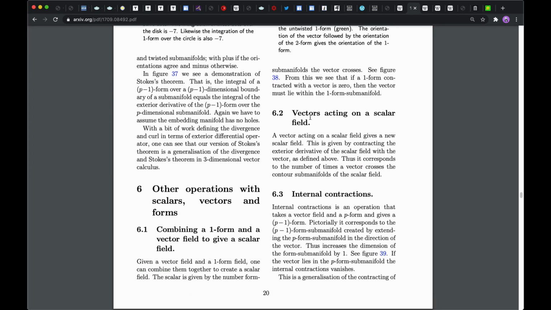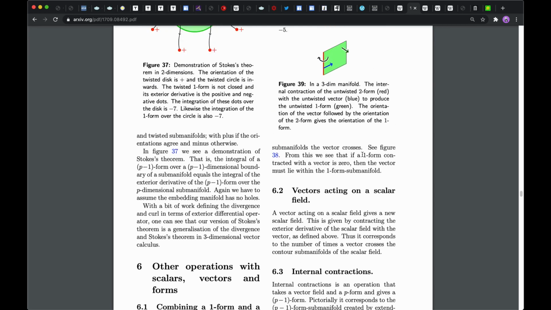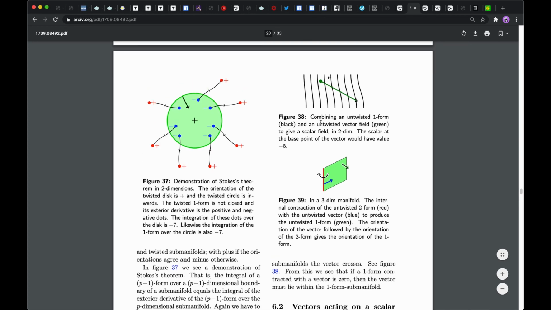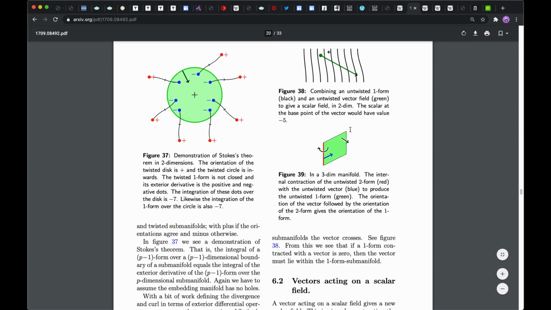Also we can have vectors acting on a scalar field, and a vector acting on a scalar field gives us a new scalar field. This is given by contracting the exterior derivative of the scalar field with the vector. So basically we take the exterior derivative of a scalar field, obtain a one-form, and then just contract, or collapse, the vector field with the one-form as in figure 38.